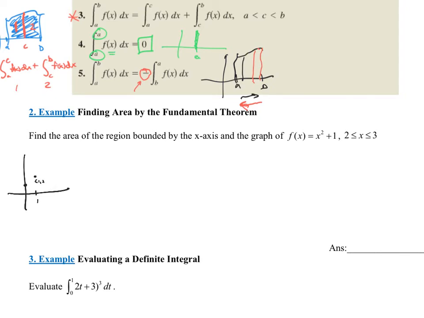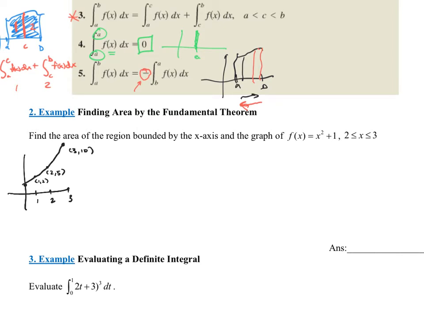So here's the point (1, 2). If I plugged in 2, I'd have a 5. So here's the point (2, 5). If I plug in a 3, I'd have 3 squared plus 1, I'd have a 10. So that'd be clear up here, like 10 up here, okay? And my curve looks something like that right there.